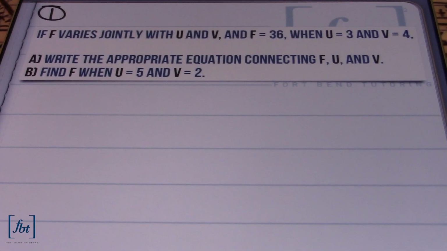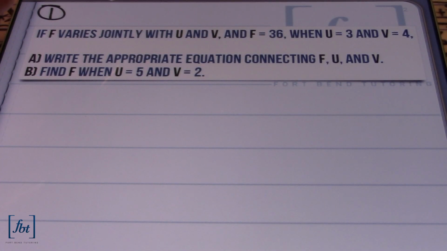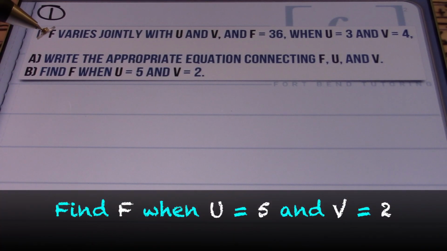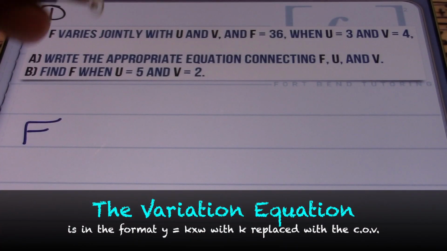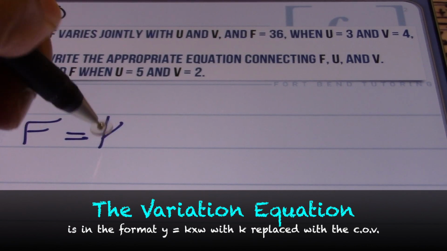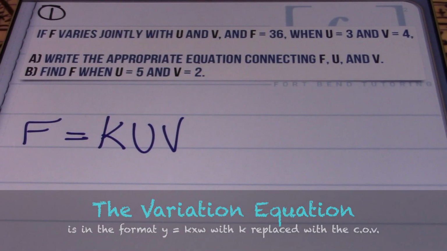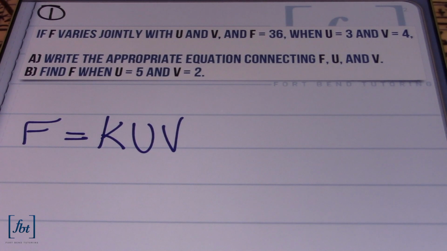Okay, in problem number one, we have if f varies jointly with u and v, and f equals 36 when u equals 3 and v equals 4, they want us to A, write the appropriate equation connecting f, u, and v, in other words, the variation equation, and B, they want us to find f when u equals 5 and v equals 2. So the first thing I'll do is I'll set up my variation equation. So we have our variable f here, and we know that it will be varying jointly with our variables u and v. So here's my setup, just like that.